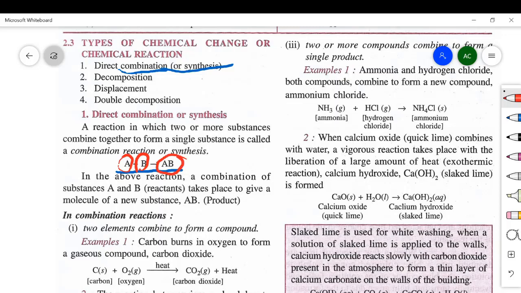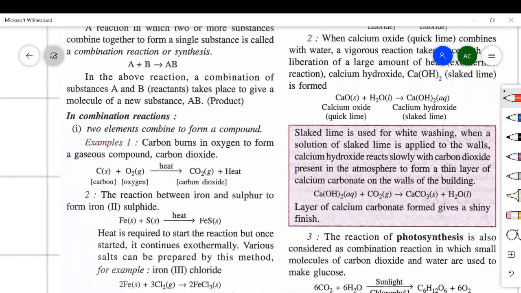Okay, so here what is happening? A and B are combining together to form a single substance. So this reaction is known as a combination reaction. Here it can be ABC giving ABC. That means A plus B plus C will give you ABC. That is a single product. So this reaction is known as a combination or synthesis reaction. Now we'll see the actual examples of it.